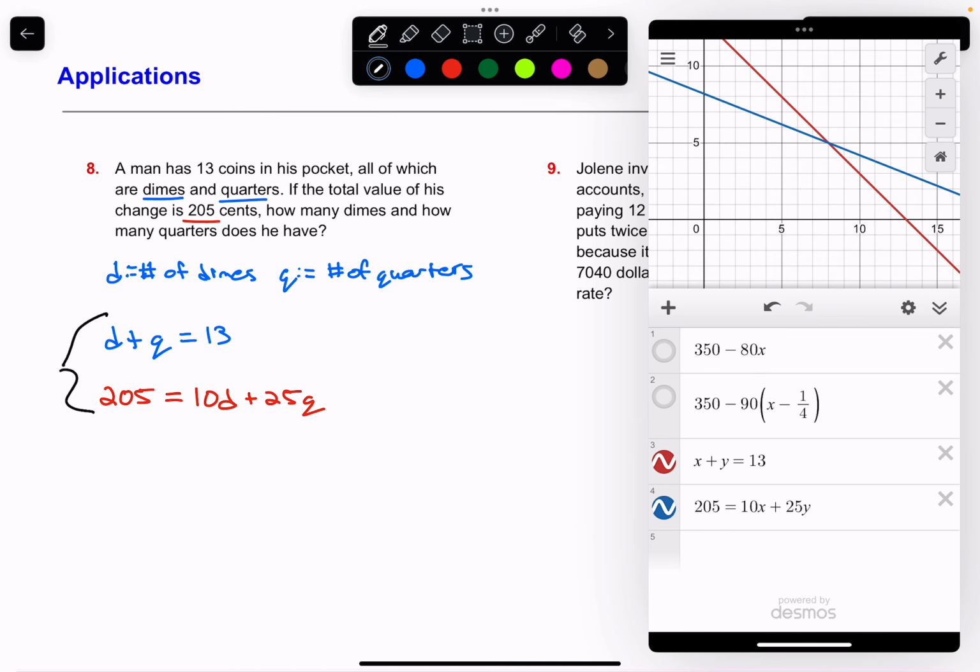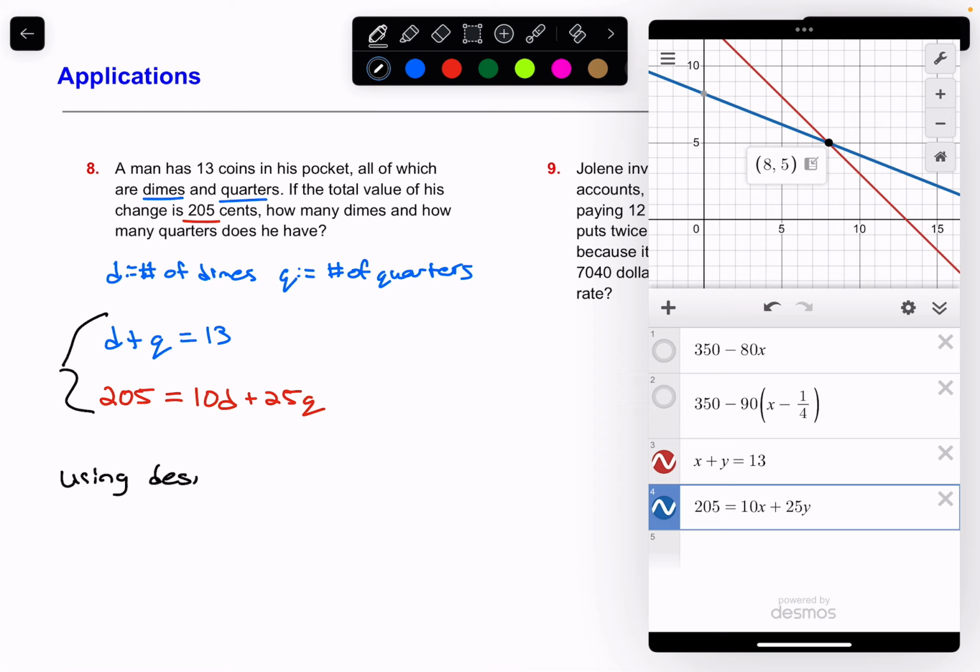Notice up here on the graph, these lines intersect at the point 8, 5, where that 8 represents my X value, which is actually the D value. Okay, so over here on the left, I'm going to write, using Desmos, we get the point 8, 5, which is going to represent 8 dimes and 5 quarters. Okay, so the X value of that point represents dimes, the Y value of that point represents quarters, because the way I typed it in, I used X for dimes and Y for quarters. All right, so 8, 5, and it's that easy.